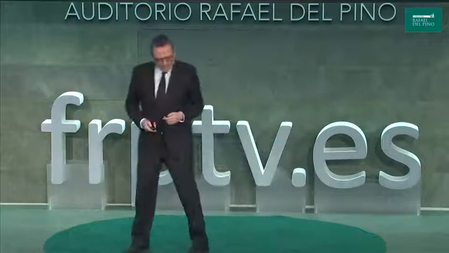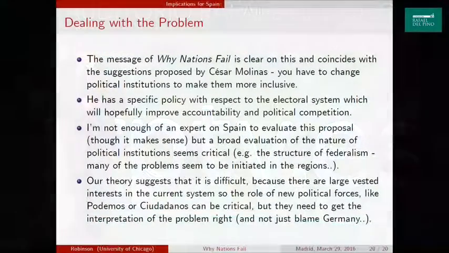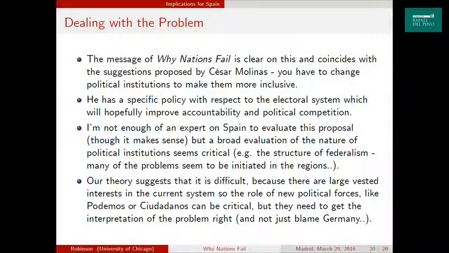And, in some sense, the policy recommendation for this is very similar to Dr. Molinas's, I don't know if he's here today, I met him at lunchtime, Dr. Molinas's analysis of what's wrong in Spain. And he says the solution to this problem is reform of political institutions. And that's exactly what our book says. Our book says economic problems are political problems. What you need is reform of political institutions.